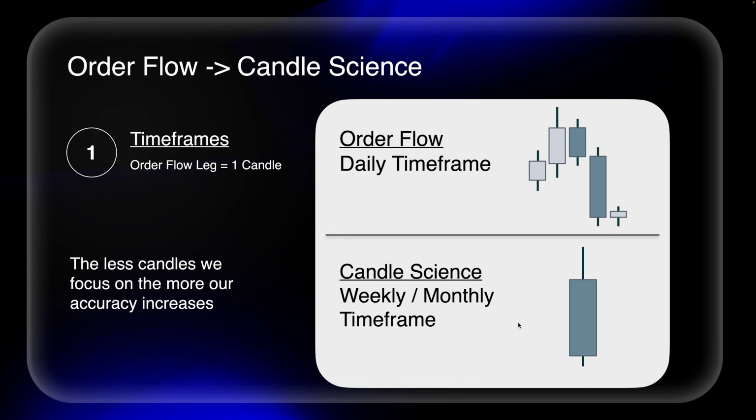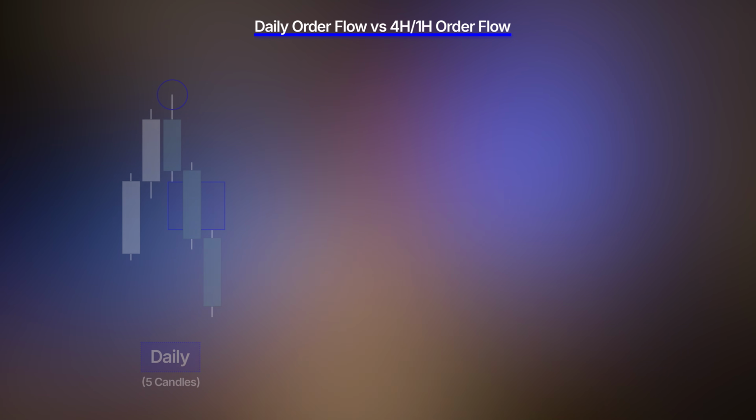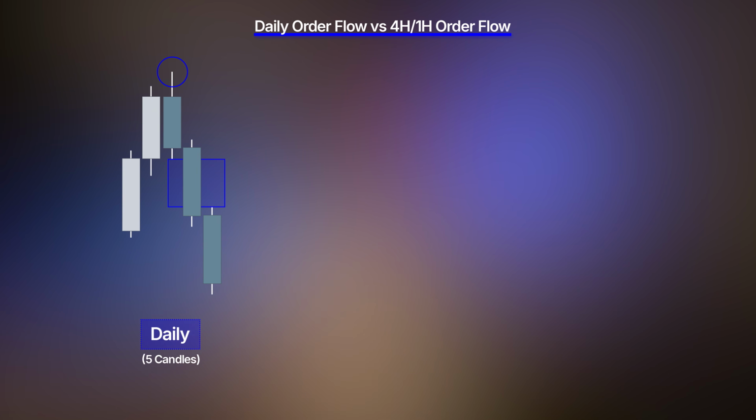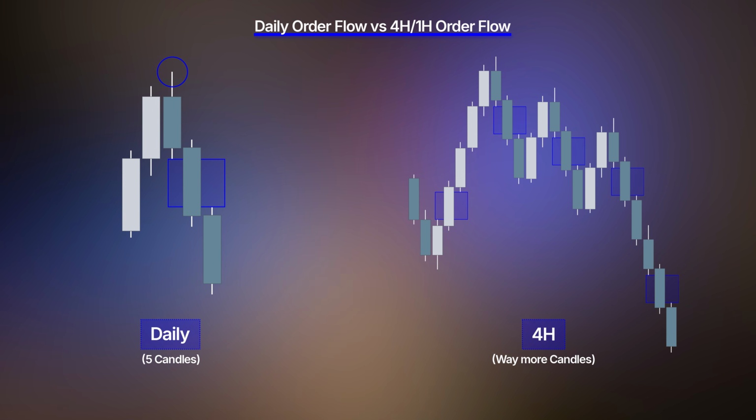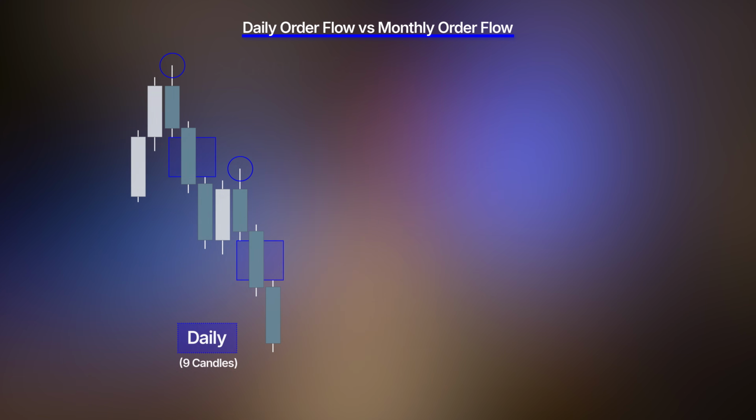Now, why do we even do this and why is this even important in the first place? It's because of the following. The less candles we focus on, the more our accuracy increases. Think of it like this. When we look at daily order flow, we maybe need to focus on predicting the next 5 candles. When we go down below that into 1 hour or 4 hour market structure, then we need to predict even more candles, which makes it harder to predict, for example, 10 candles very accurately. But if we go up from market structure back to daily order flow and then into monthly candle signs, for example, we only have to predict one singular candle, and that is the next candle.